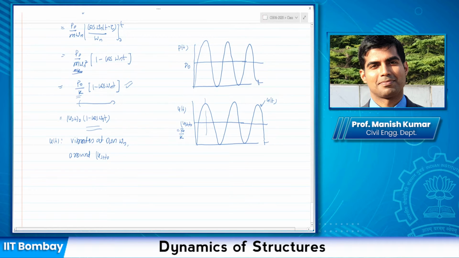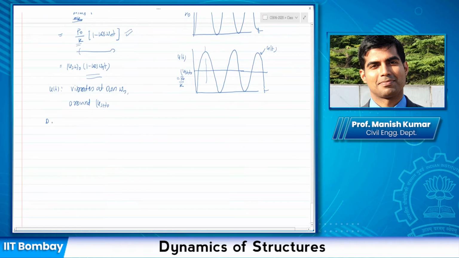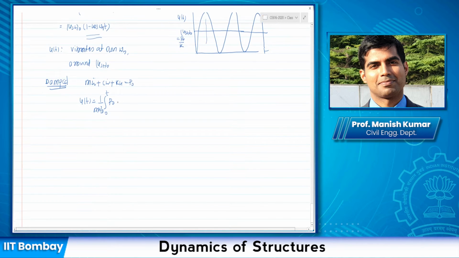All right, now the same expression I could also derive for a damped system, so that my equation of motion is now m u double dot plus c u dot plus k u is equal to a constant force P naught. Now again you can employ the Duhamel integral to find out the response. Now I'm directly writing down the final expression. Okay, so you need to integrate this, e to the power minus zeta omega n (t minus tau), and then you have sine omega d (t minus tau) d tau.